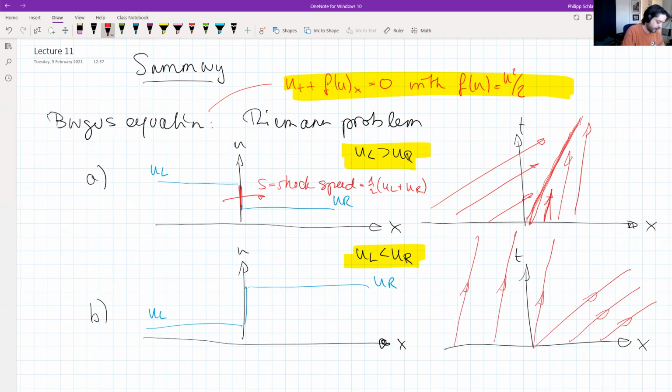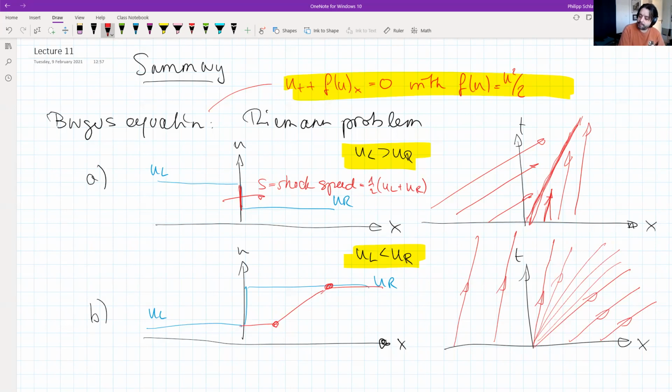And then we were thinking about, at the end of last hour, what happens in this triangle between those characteristics. And it turns out that what we will see there is an expansion fan. So that means the exact solution would then be something like this, where this point moves with the speed of UL, and this point moves with the speed of UR. And in this space-time diagram, characteristics kind of fan out between UL and UR.